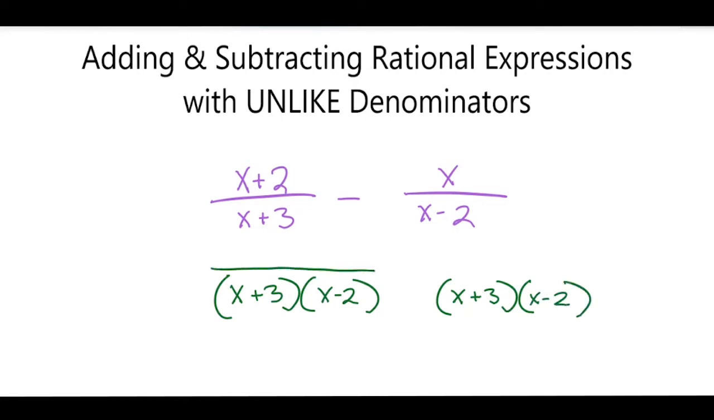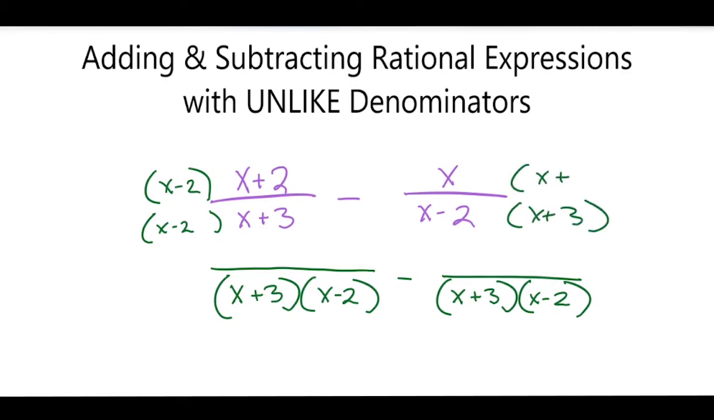Well, for the first one, I had to multiply the bottom by x minus 2. So I will multiply the top by x minus 2. And for the second fraction, I had to multiply that by x plus 3 on the bottom, so I'll multiply the top by x plus 3. So when I rewrite this, I will do FOIL on the top here, on the first fraction, on the numerator. So that will be x squared minus 4.